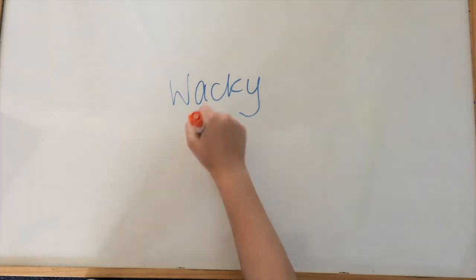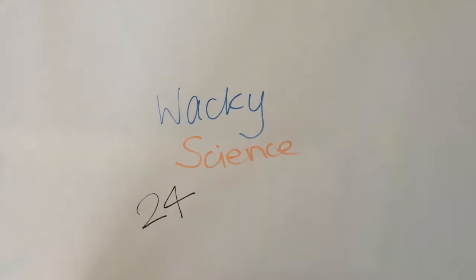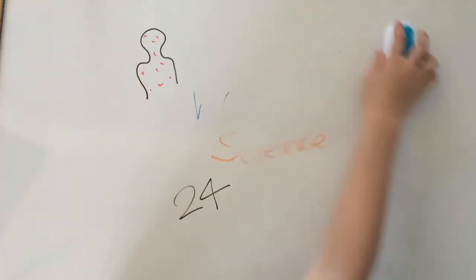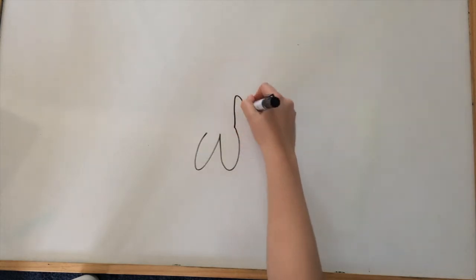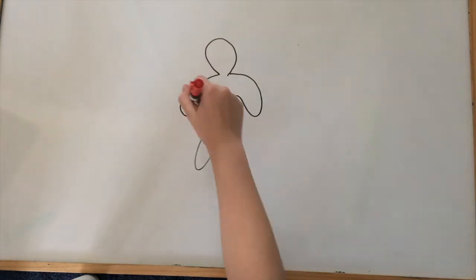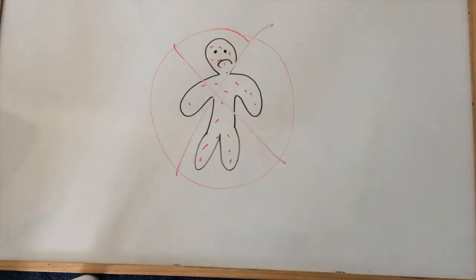Everyone, so in today's episode of Wacky Science, we're going to look at something that can treat 24 diseases, operate worldwide, and prevent us from disease. That's right, we're discussing vaccinations. Now, many of you would have encountered them by now, but do you really know how they work or how effective they are in fighting and preventing disease?